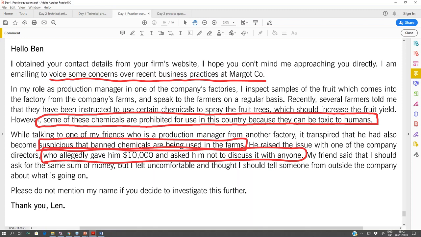So now we have a situation ready in 5 minutes. Some of the chemicals being sprayed are prohibited and are toxic to humans. And there has been a use of banned chemicals in the farm, and the directors have given $10,000 to one of the production managers from the factory.